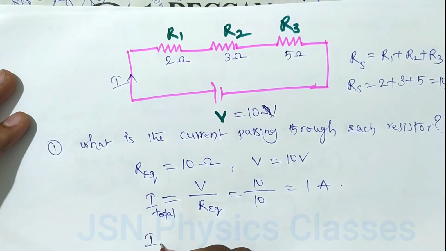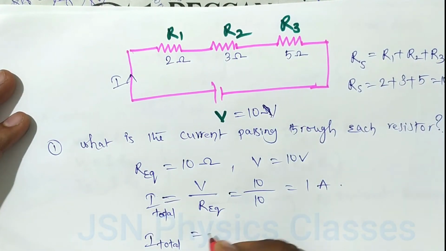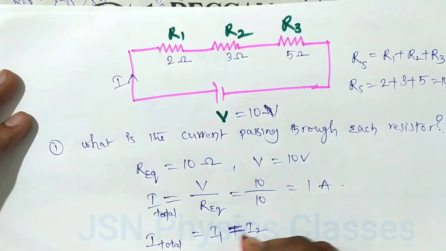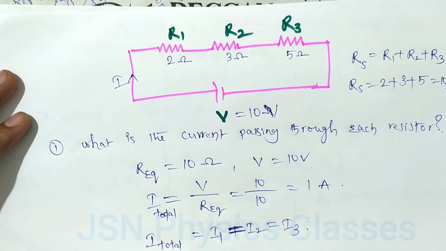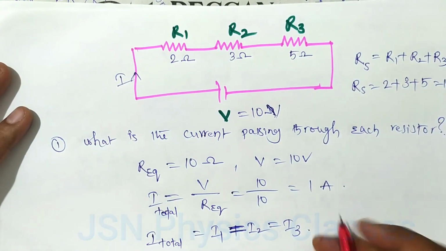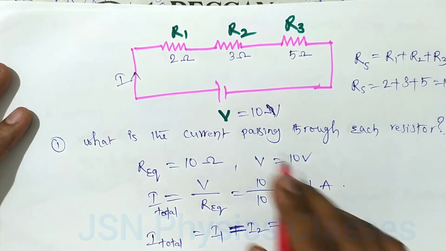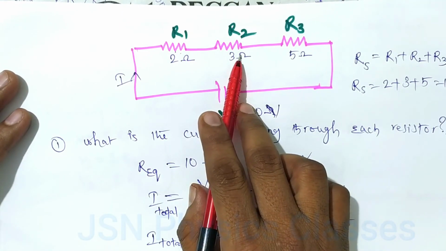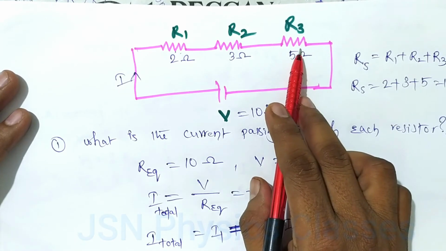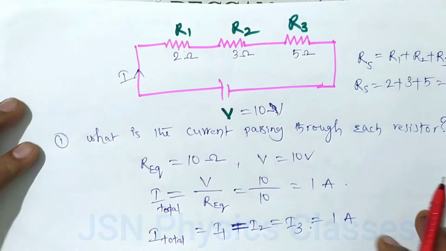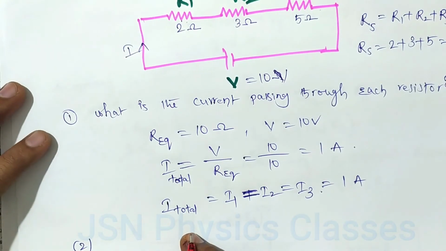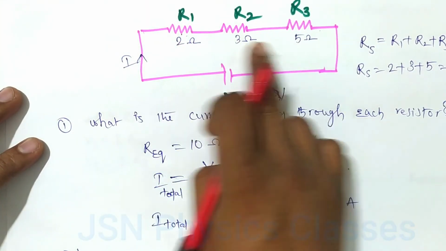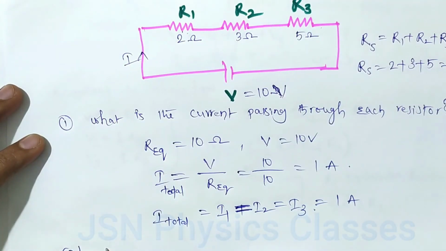That is, I total is equal to I1 is equal to I2 is equal to I3. The same current is passing, so that is equal to 1 ampere. That means the same 1 ampere current is passing through R1, the same 1 ampere current is passing through R2, and the same 1 ampere current is passing through R3. And also another thing, what is the voltage drop across each resistor? What is the voltage drop?